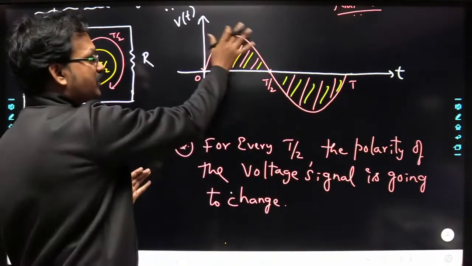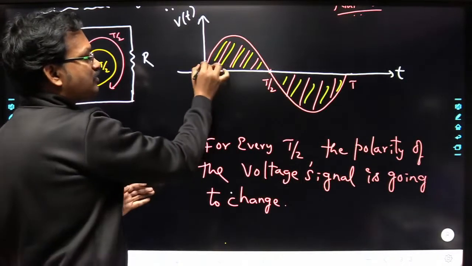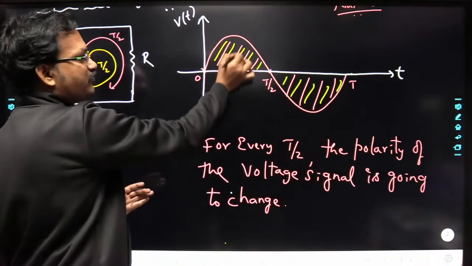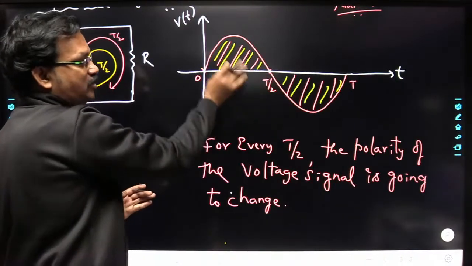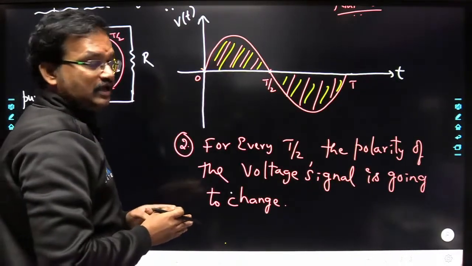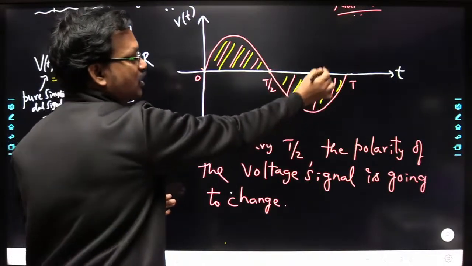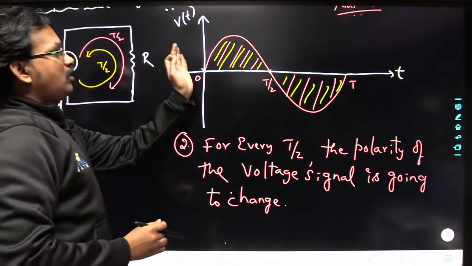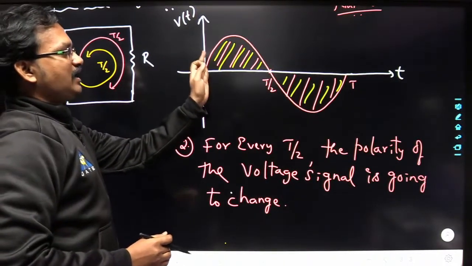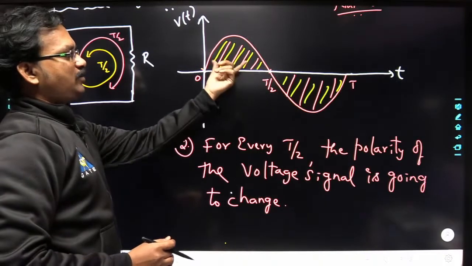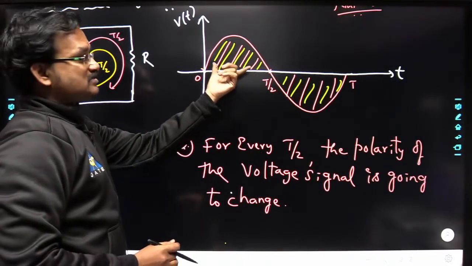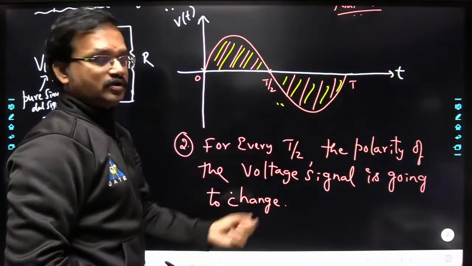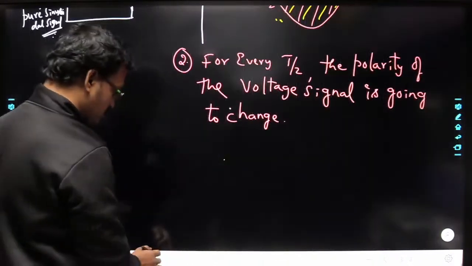Whatever the values the voltage signal is taking at each and every instant during the positive half cycle, the same negative values it has to take during the negative half cycle also. Whatever the values of voltage it is taking for each and every instant of time during the positive half cycle, the same negative values it has to take during the negative half cycle also, right? Okay, so that is the third point here.